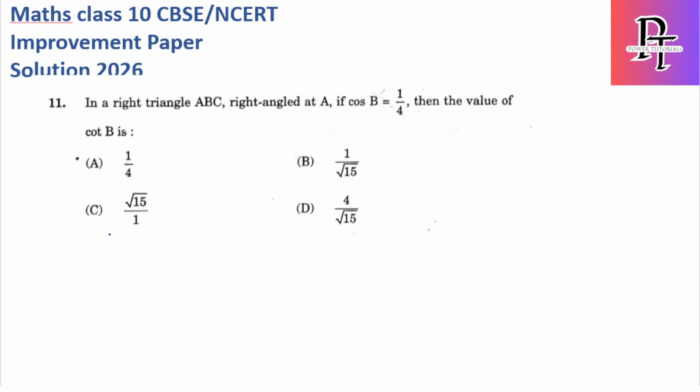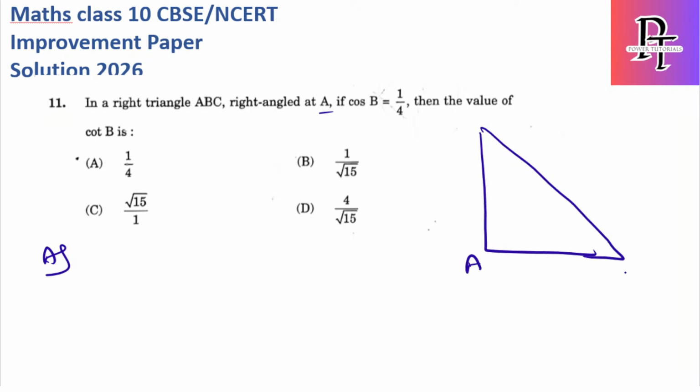Okay, let's move to the 11th question. In a right angle triangle, right angle at A. So this I will write it here. This is A. This will be B. This is C. Okay. Cos B is 1 by 4. Cos B is adjacent by hypotenuse. So 1 by 4. So if you notice, this becomes 16 minus 1, which is root 15. Okay, what are they asking? Cot B. Tan is opposite by adjacent. Cot will be adjacent by opposite side, which is 1 by root 15. B is the right answer.